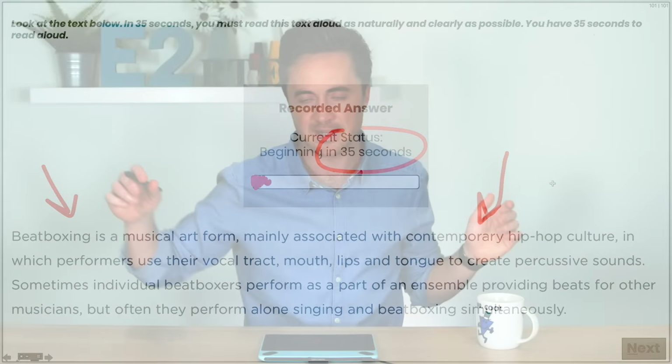Now, there's a couple of little hints here. In the preparation time, you should be whispering aloud the paragraph. So don't read silently in your head because you want to start to warm up your pronunciation muscles, right? So you'll be going something like, beatboxing is a musical art form mainly associated with contemporary. And what you want to do is stop on words that you're going to find difficult to pronounce or words that you perhaps do not know, like contemporary. Get it right and then move on.